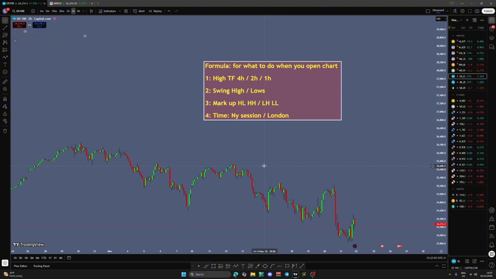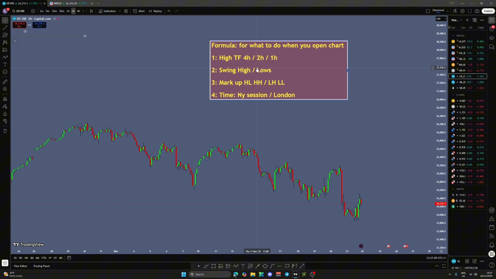Follow this formula. The first thing we're going to do is switch to a higher time frame. Why switch to a higher time frame? Because higher time frames hold more value, and that's what I need as a trader, okay? I need the things that hold more value so I can trade with them.